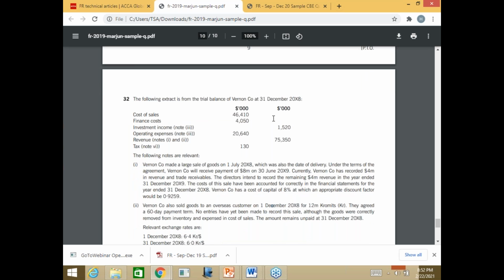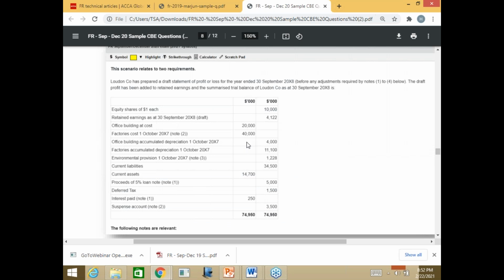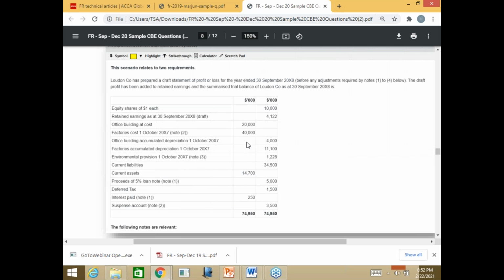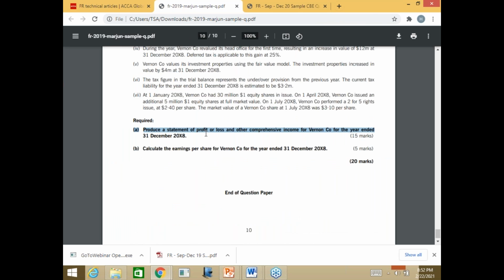And the second one is Loudon. So the requirement is to prepare the adjusted retained earnings, and the second requirement is to prepare the balance sheet. For the March June hybrid paper, the first requirement is to prepare the profit and loss, and the second requirement is to calculate the earnings per share according to the provisions of IAS 33.